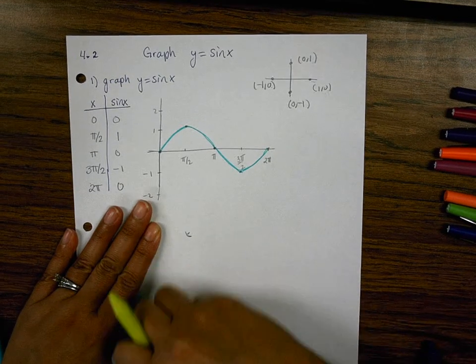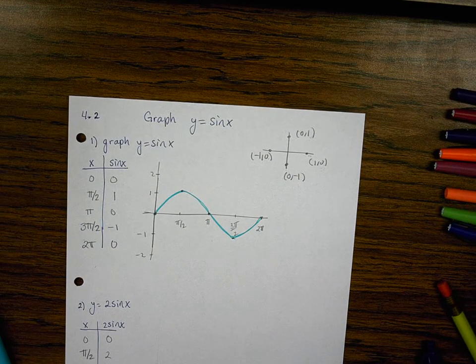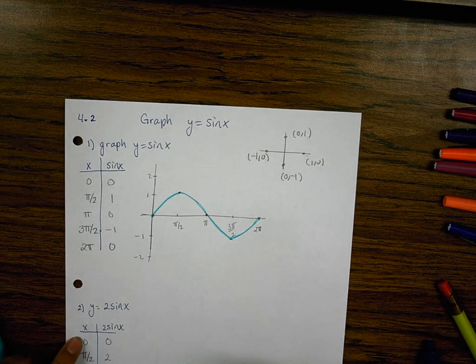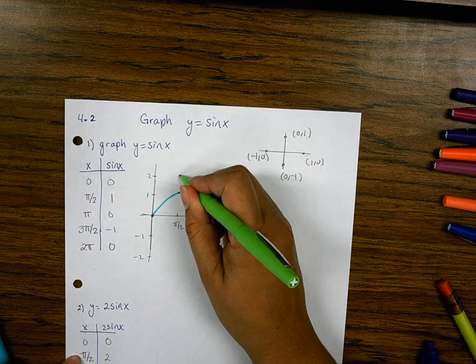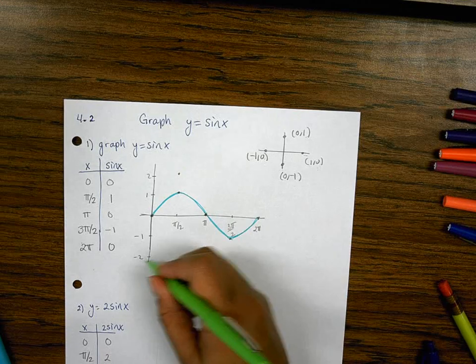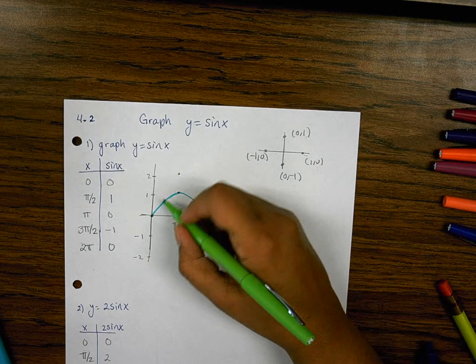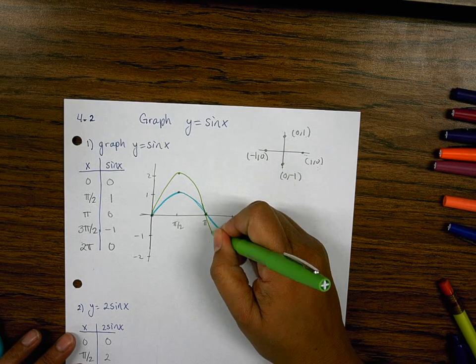And I'm going to erase that because I just said we were going to graph it on the same graph. All right, I'll put this one in green. 0, 0. Pi over 2 is 2. Pi is 0. 3 pi over 2 is negative 2, and then back to 0.